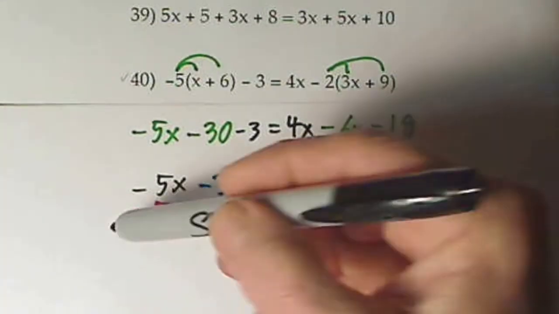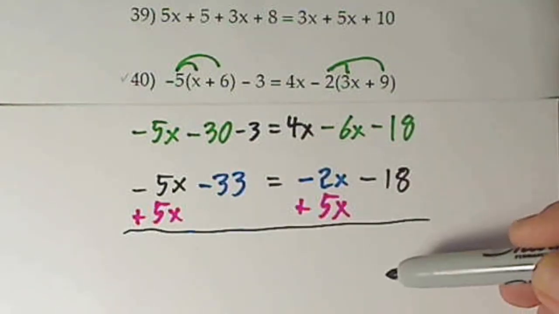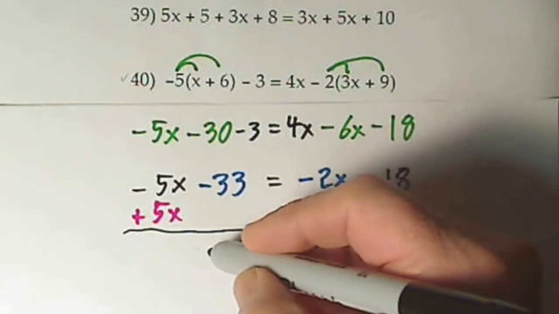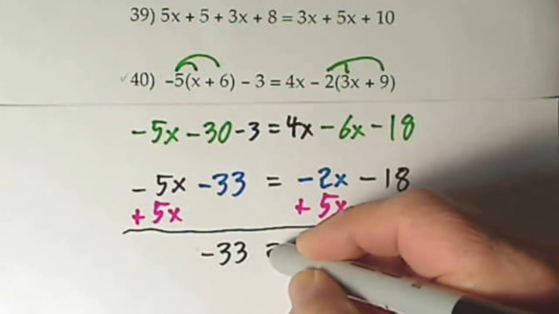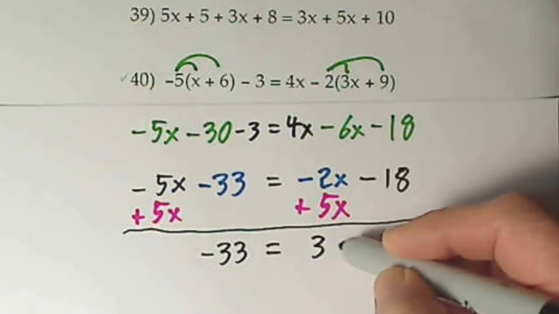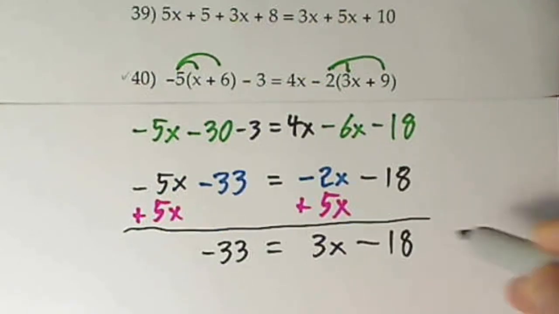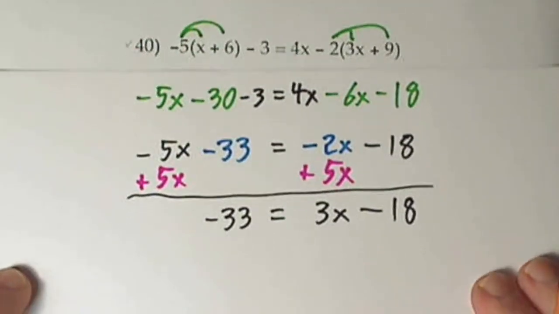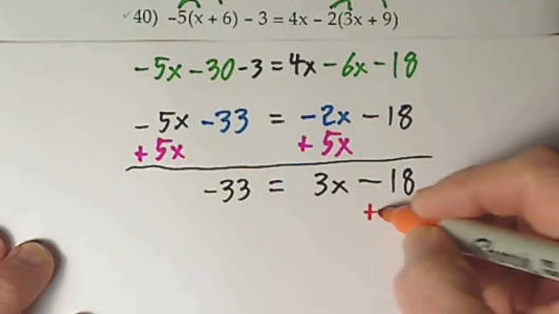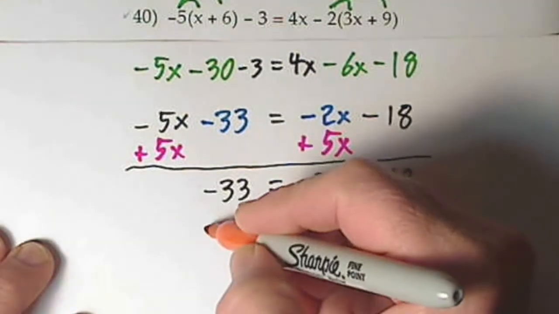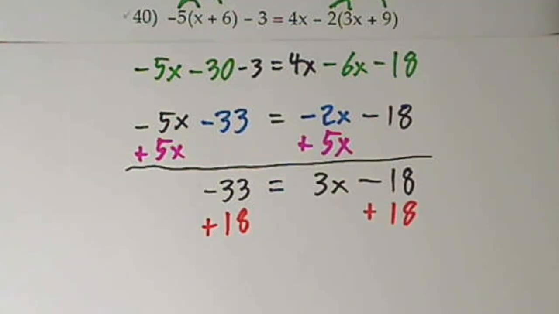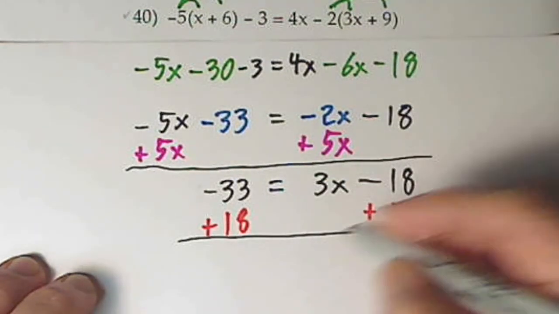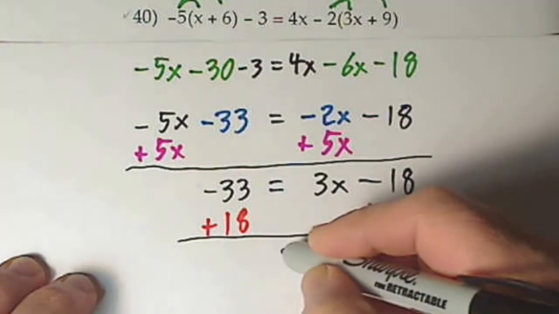And then I like to just draw a line here and bring everything down, see what's left. These two, when they combine, that gives me 0, but I don't need to write that. I have negative 33. When these combine, I'm left with 3x, and the negative 18 comes down. Okay, you want to get rid of that negative 18. It's held there by addition or subtraction. So you would say positive 18 and positive 18. And again, I just draw a line here, bring everything down. So that's a 0. I don't have to write it. 3x.